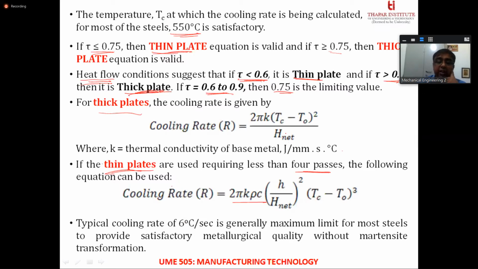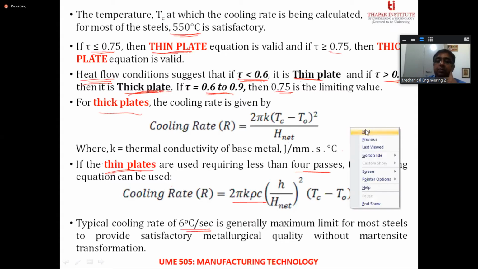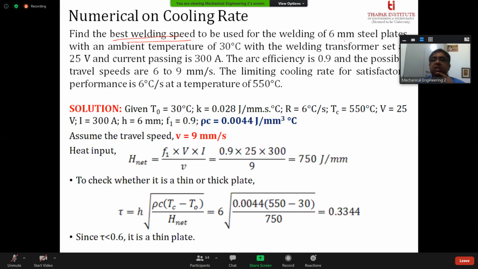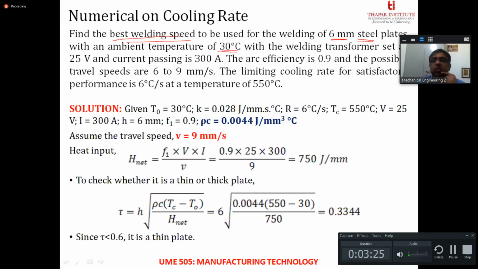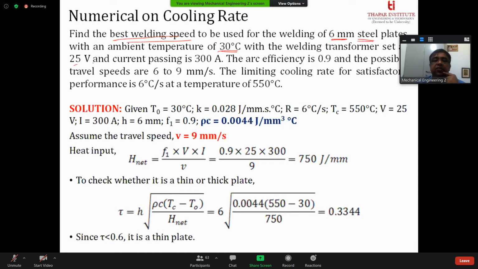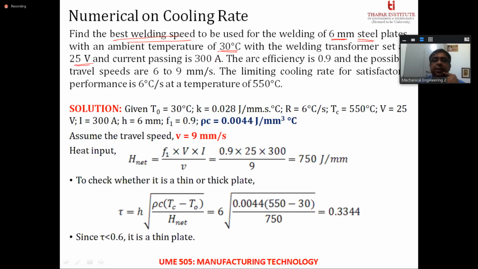And a typical cooling rate of 6 degrees centigrade per second is generally taken as the critical cooling rate for the steel plates. So let us solve one numerical for this concept. What we are trying to find out over here is the best welding speed for the 6 mm thickness plate. So H is equal to 6 mm, metal is steel, and the ambient temperature is 30 degrees centigrade. So T naught is known to you now, 30 degrees centigrade, with the welding transformer set at 25 volts. So V is 25 volts and the passing current of 300 amperes.